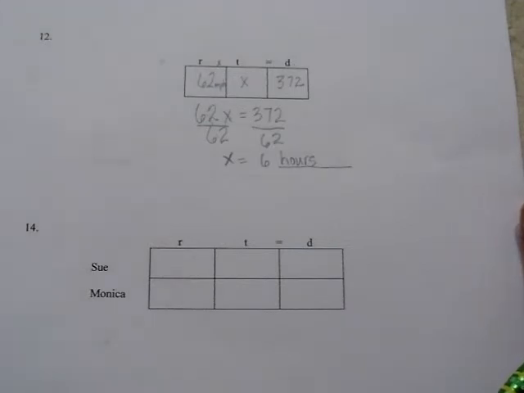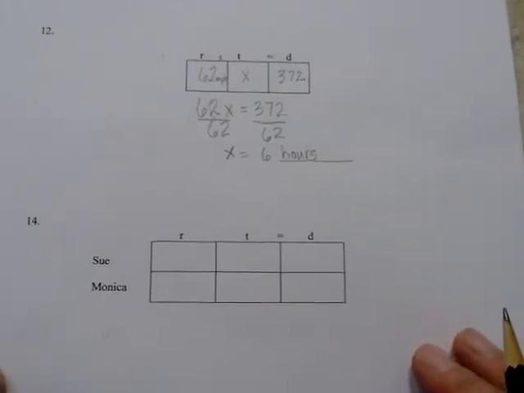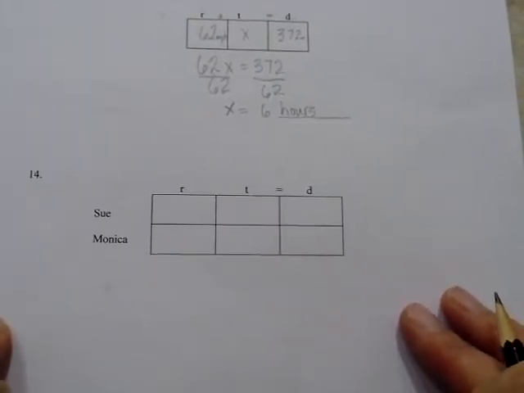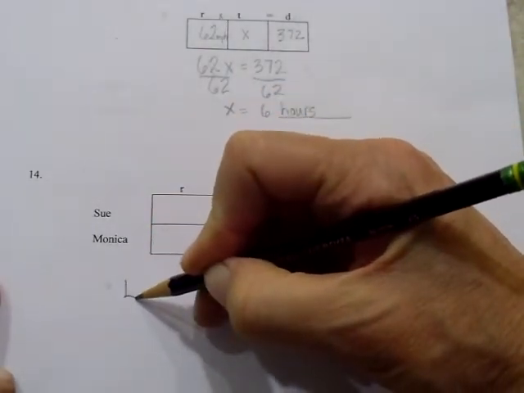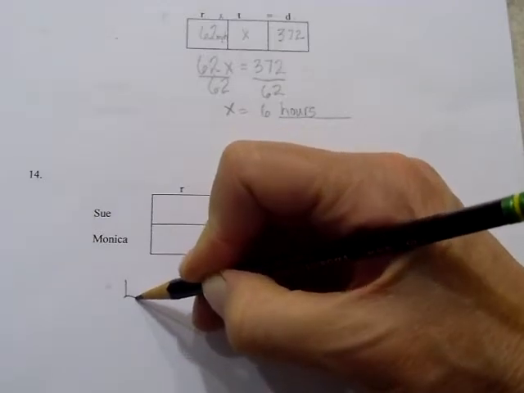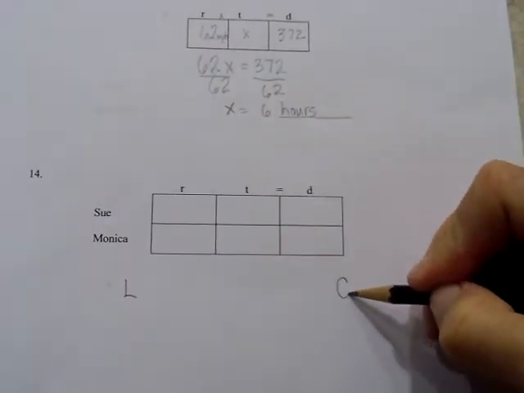Let's do 14. Sue leaves Lewiston for Clarksville, 388 miles away, and drives 52 miles per hour. Monica leaves Clarksville for Lewiston at the same time and travels 45 miles per hour. How soon will the two meet? I think it's a good idea when you have one like this to draw a picture. It helps me. So here we have Lewiston and Clarksville.